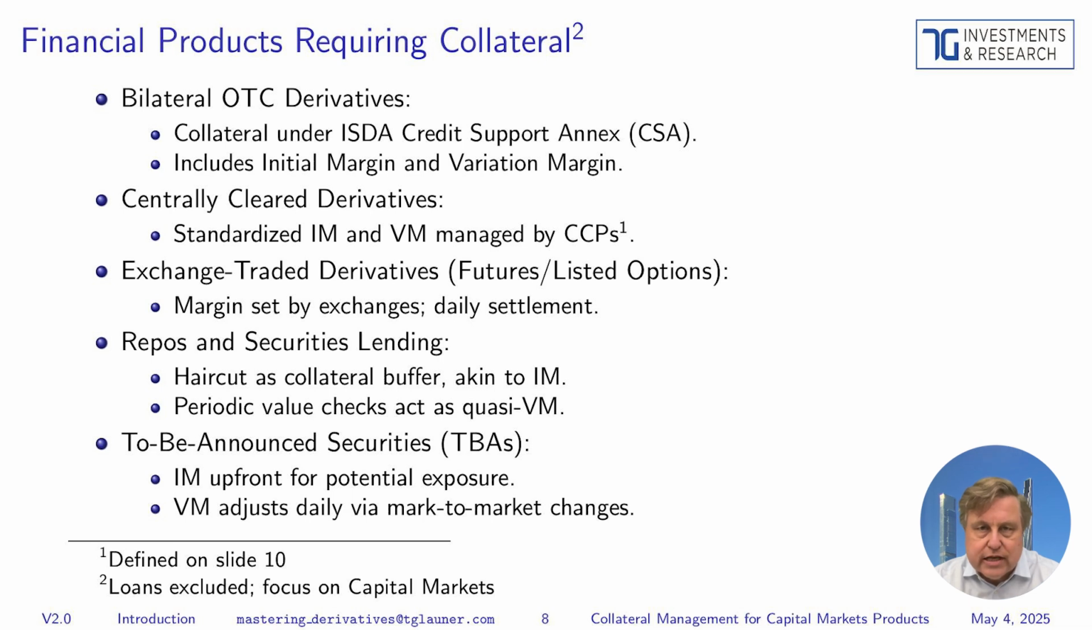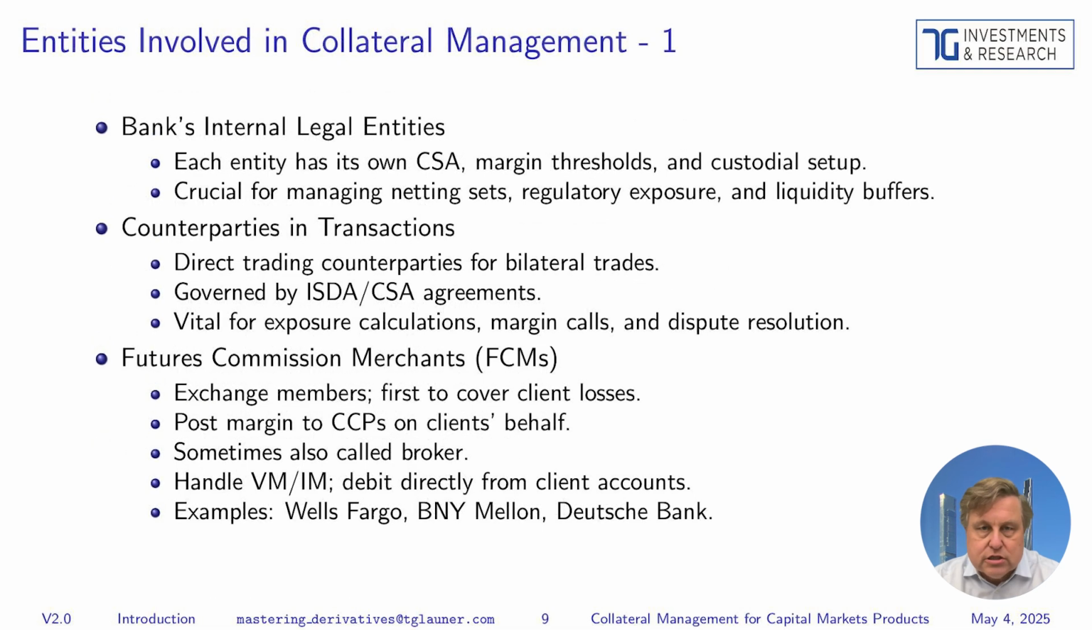Repos and securities lending use haircuts on the specific collateral as an IM equivalent. Periodic checks are then done to ensure that there is enough collateral. That's similar to the VM process in the previous asset classes. To be announced securities, TBAs, require upfront IM for future exposure with daily VM adjustments based on market valuations. There are many parties involved in the end-to-end collateral process.